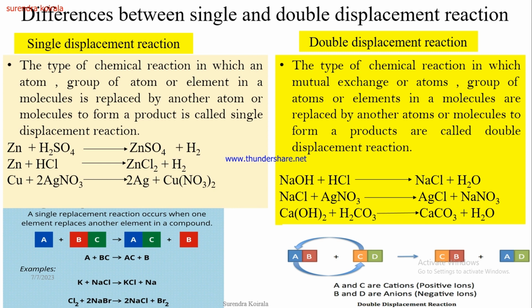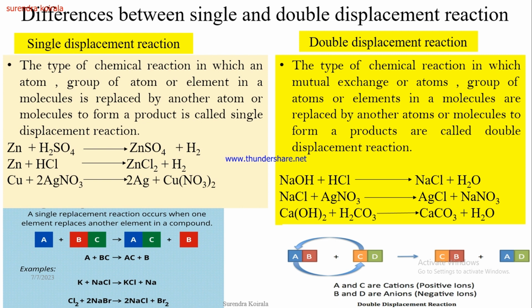Similarly, potassium and sodium chloride react to give potassium chloride, and sodium is displaced from the compound. Chlorine reacting with sodium bromide displaces the bromine, and sodium chloride is formed along with bromine.